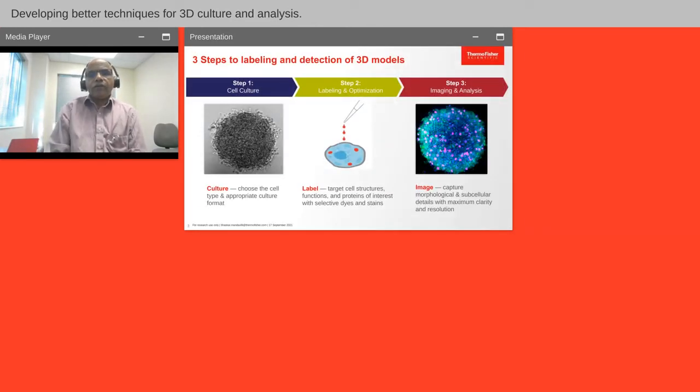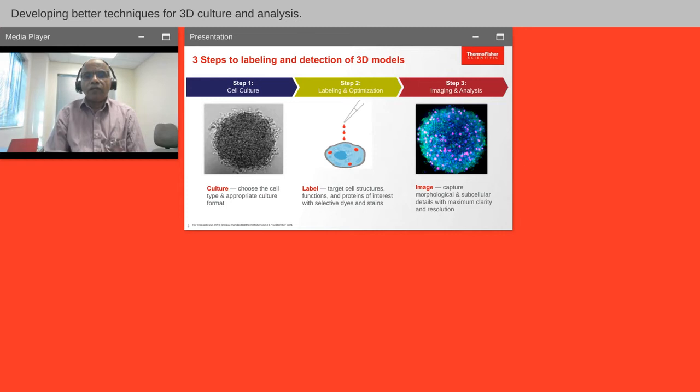Since Edwin already touched upon the cell culture part, I'm not going to talk too much about that. But when you look at the steps to label and detect 3D models, it is similar to what we do with 2D models. The only difference is more complexity with the 3D models in terms of staining and also analyzing the samples.